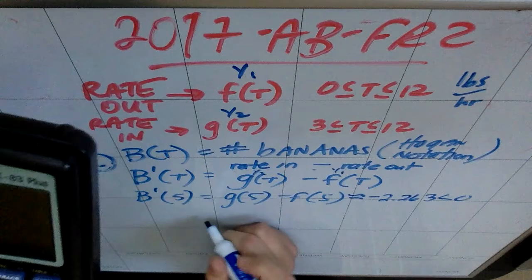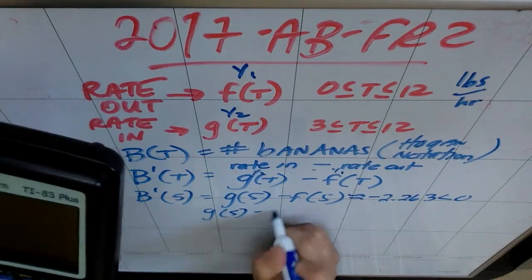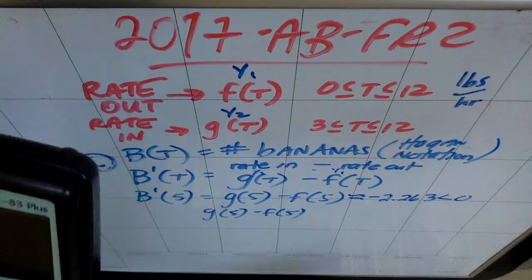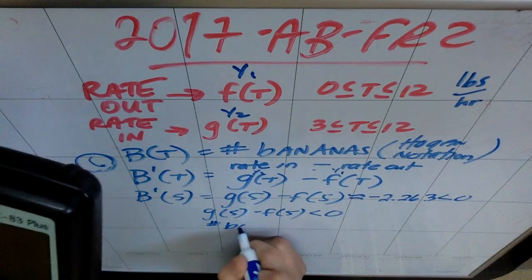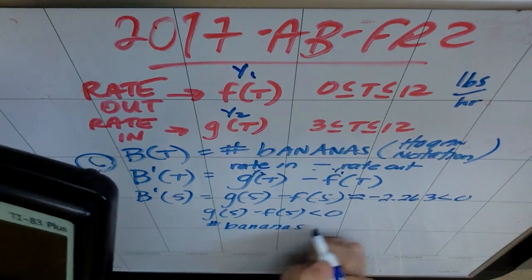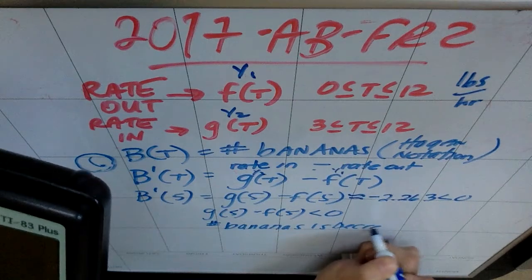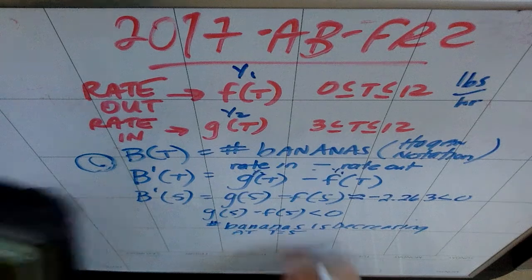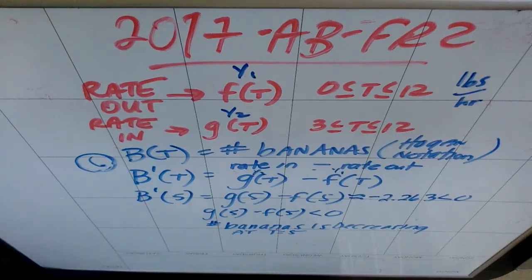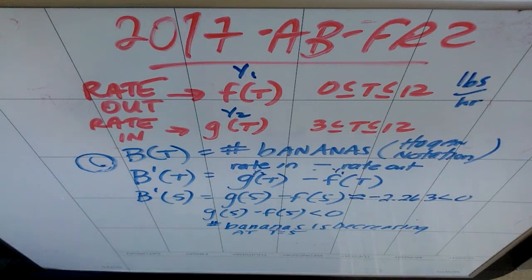So since g of 5 minus f of 5 is less than 0, the number of bananas is decreasing at t equals 5, right? Because again, that's the rate of change of the number of bananas, right? And so if it's negative, that means the number of bananas is decreasing.